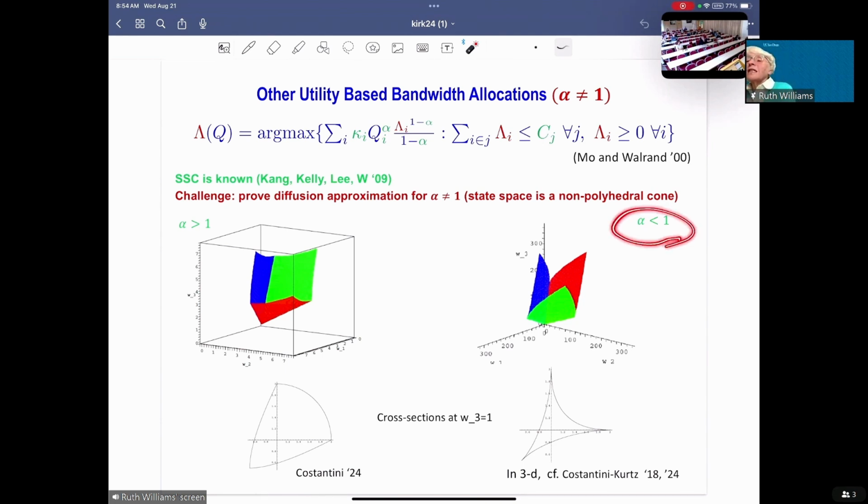When alpha is less than 1, it's a little bit more tricky because the boundaries are again curved, still a cone, but they meet in cusp-like singularities. And there it looks like maybe one has to go dimension by dimension. There's some nice recent work of Costantini and Kurtz addressing that issue in 3 dimensions, but higher dimensions is still a challenge, and actually proving convergence to the diffusion for the bandwidth sharing model is open.